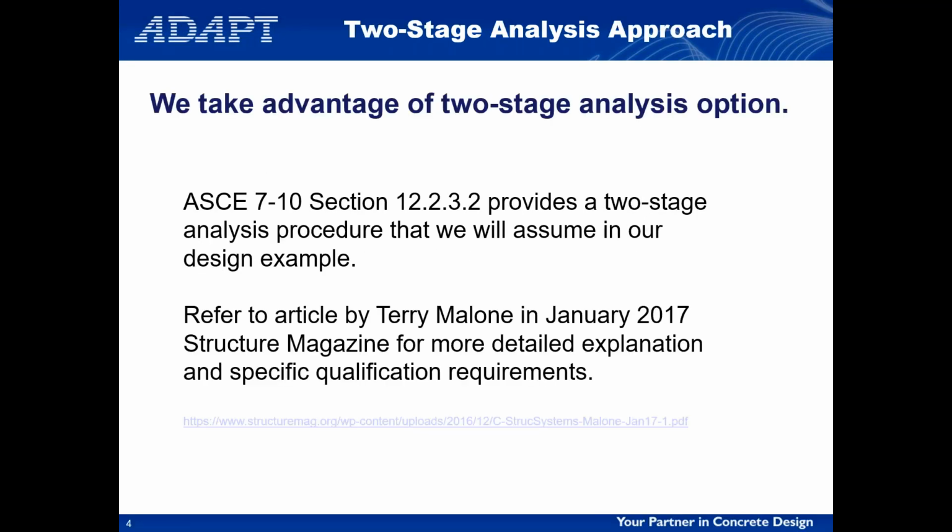Also, the discussion and the workflow that I'm going to highlight relies on the fact that we are allowed to do a 2-stage analysis. Here, this is just a section from ASCE 7-10 that says we can break the structure into 2 sections. I found an interesting article by Terry Malone in the January 2017 Structure magazine. You can find it online. He elaborates a little further with a focus on timber construction for the upper structure, but lays out nicely the requirements that allow you to take a 2-stage analysis approach, which is really the basis of what we're going to be doing today.